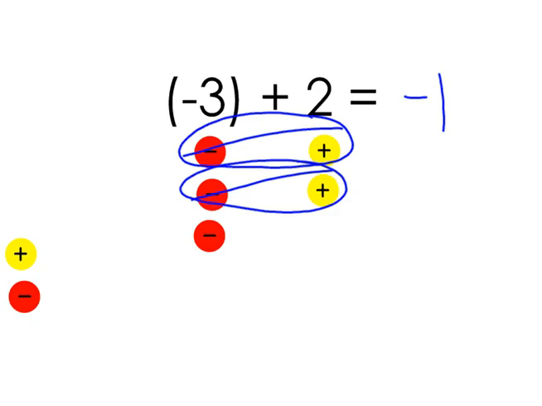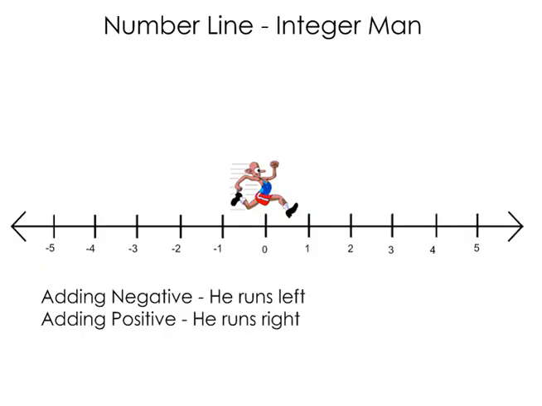Next, we're going to add using a number line. And we have Integer Man, and he's going to help us use the number line. I do want you to sketch out the number line on the top of your paper. When we're using the number line, if you are adding a negative, he's going to go to the left. It's kind of the same as subtraction. If you're adding a positive, he's going to go to the right. And I do want you to have those notes on your paper.